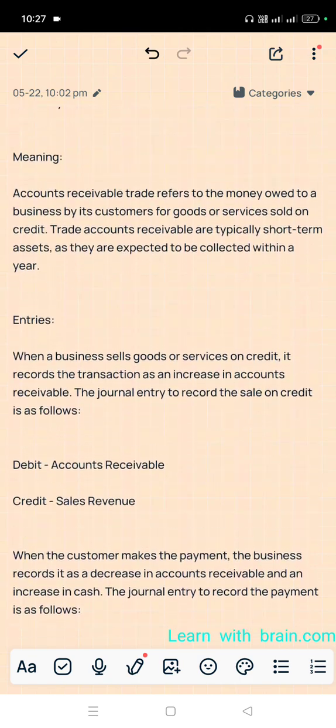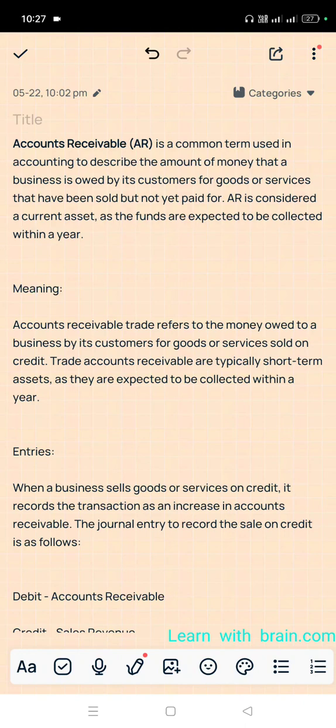Okay, so this is accounts receivable. I hope you understand. So simply, accounts receivable refers to the money owed to a business by its customers for goods or services sold on credit basis.